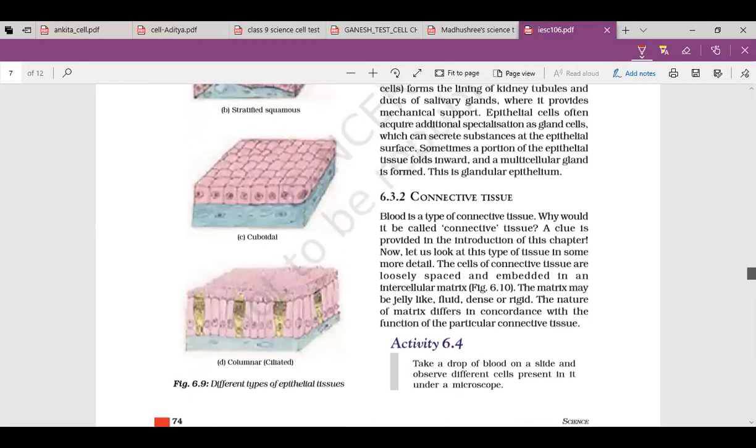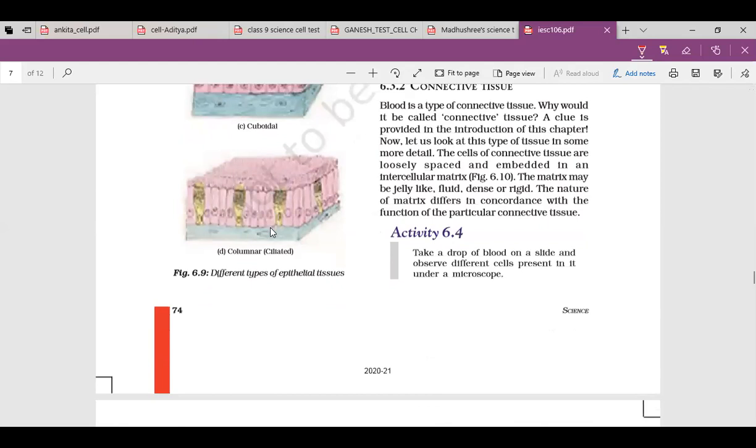One more type is cylindrical, which we call columnar. It is a cylindrical structure, so column-like structures are present. Their height is greater than the breadth, the base area, so the height is always more than the base area. This type of tissue is called columnar epithelial tissue, and the second one is ciliated. Over the columnar tissues, if there are thread-like structures, that is cilia, then those epithelial tissues are called columnar ciliated epithelium.